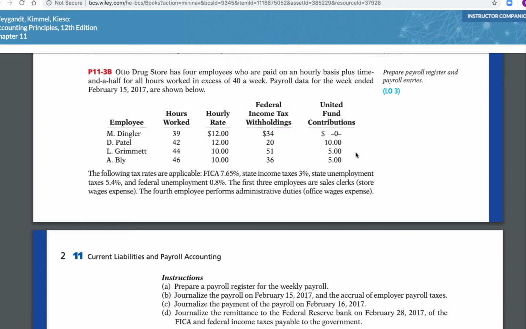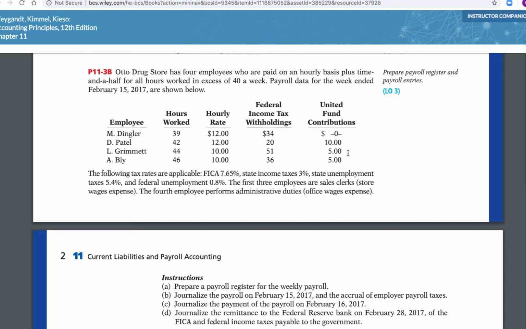This United Fund contribution, same thing. The employee went to their employer and said, hey, I want you to take X amount of money out of my pay and I want you to give it to the United Fund. Not a problem. We got some more information here. They give us the FICA rate, which is 7.65%. They give us the state income tax, which is 3%. State unemployment tax, that's the SUTA that we talked about in class, that's 5.4%.